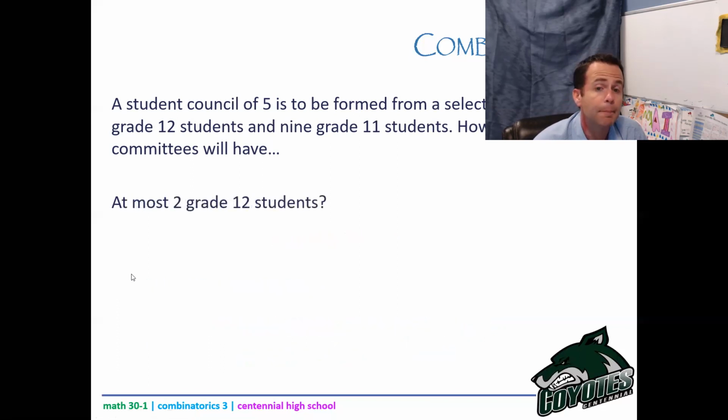Okay, at most 2 grade 12 students. So at most means I can't have any more than that. Well, what can I have then? I can have no grade 12s, I can have 1 grade 12, or I can have 2 grade 12s.